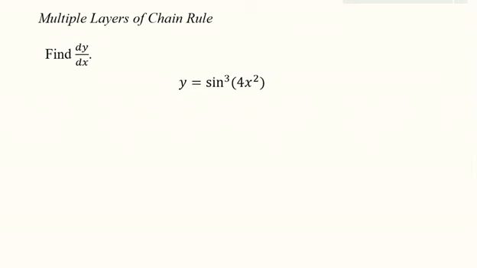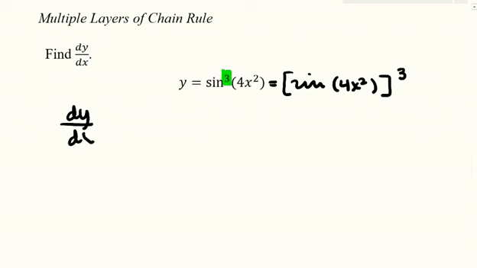So dy dx. Oh, wait a second. Really, my advice is anytime you see something like sine squared or sine cubed, rewrite it. So we're going to take the sine of 4x squared, and then we're going to cube that. So dy dx is going to equal, start with the outside, its power, 3 times, leave the thing on the inside the same. Reduce the power by 1. Now multiply by the derivative of the inside.